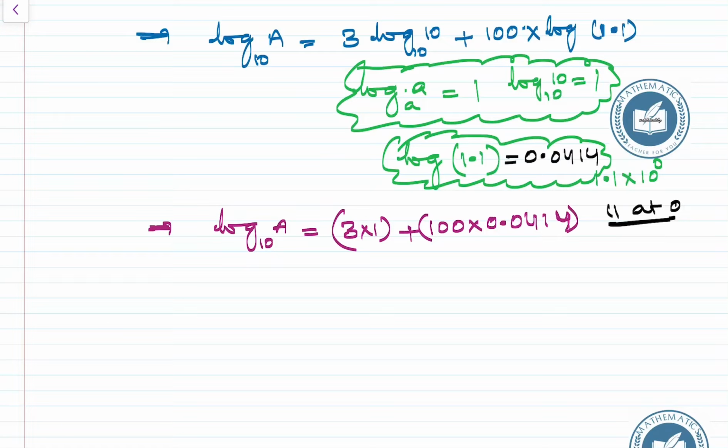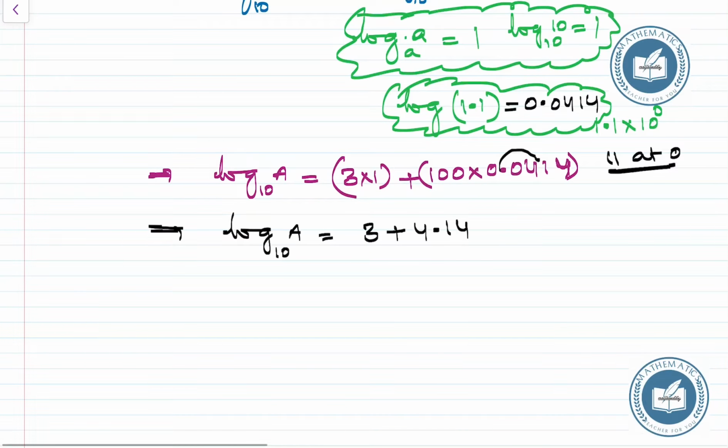So in the next step we can write log a base 10 is equal to 3 plus 100 times 0.0414. 0.04 means after 2 digits we have to keep the point. It becomes 4.14. So here log a base 10 equal to, adding these two, you can get 7.14.